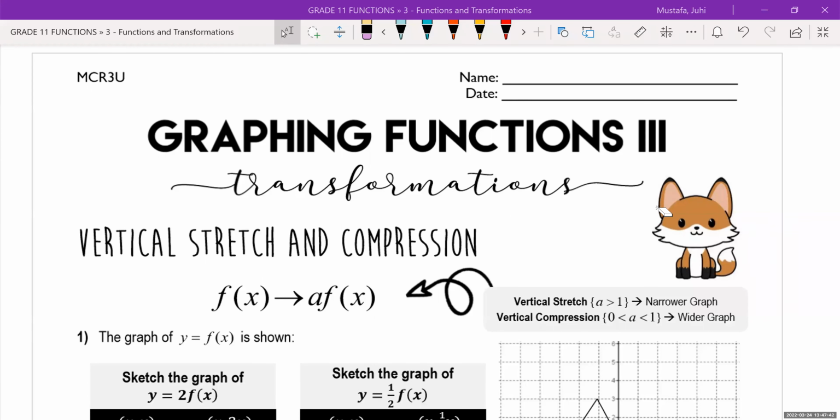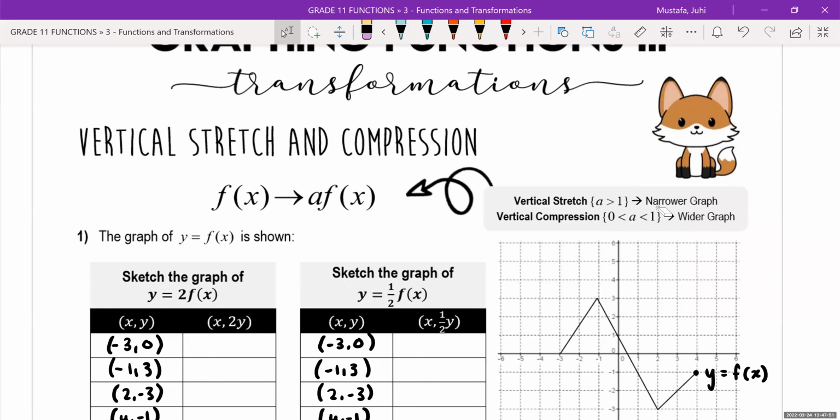Let's all say hello to the super cute fox. Now I have to point out the cute animals because you guys called me out when I didn't put them on. We're going to talk about a vertical stretch and a vertical compression.